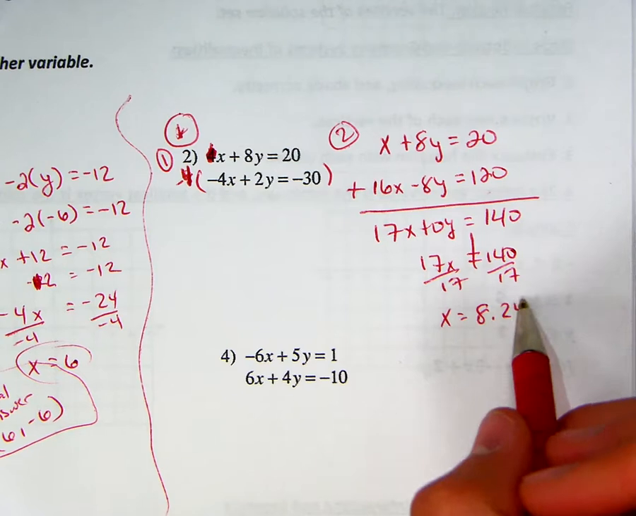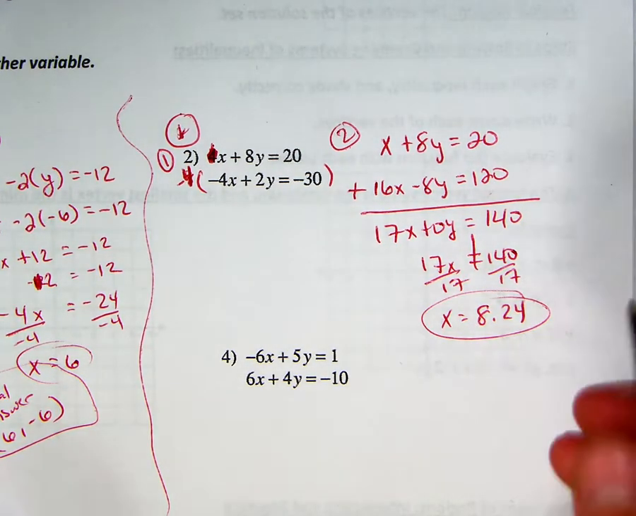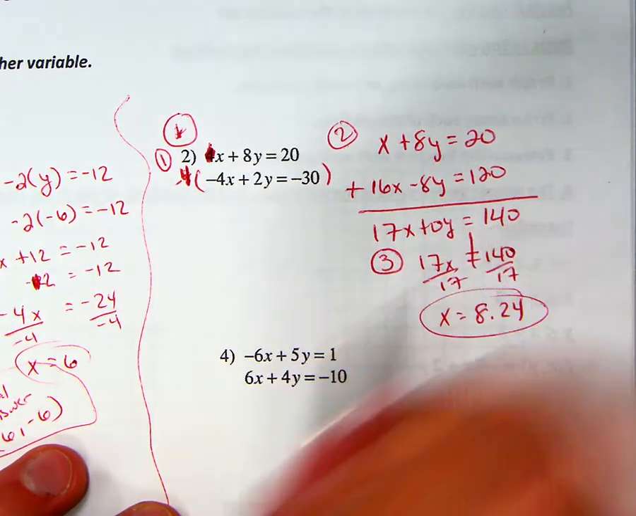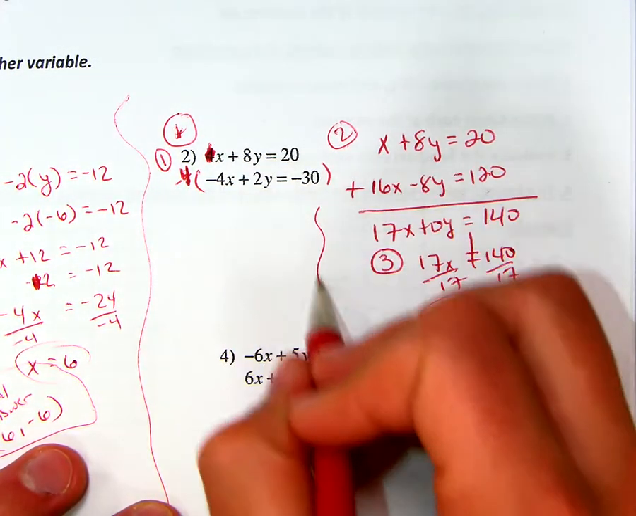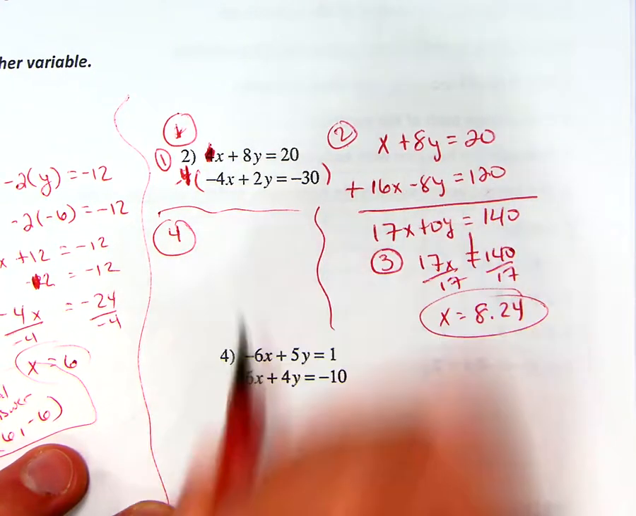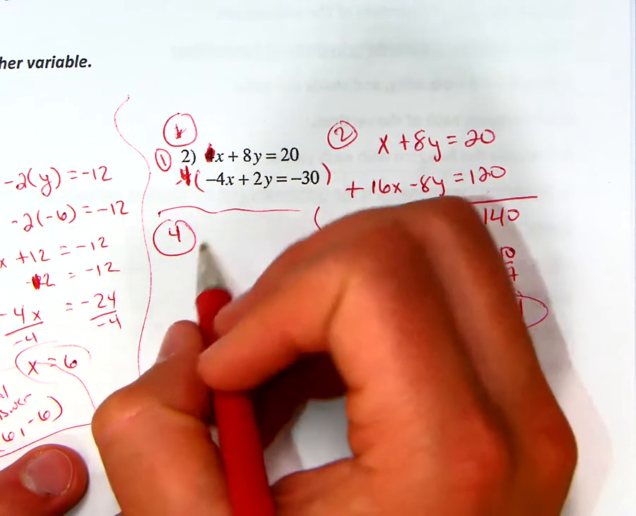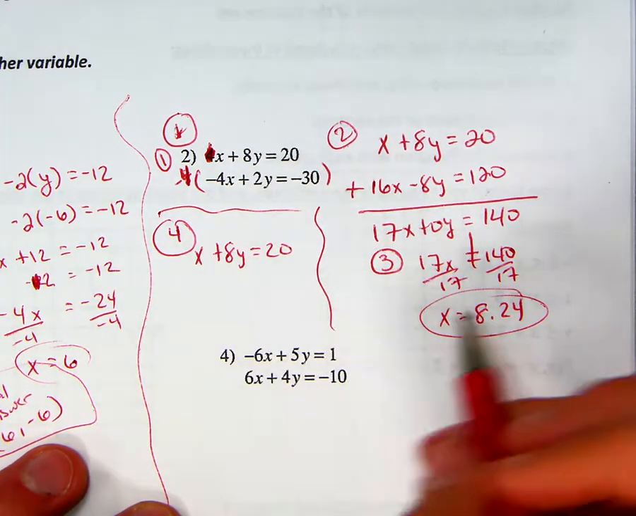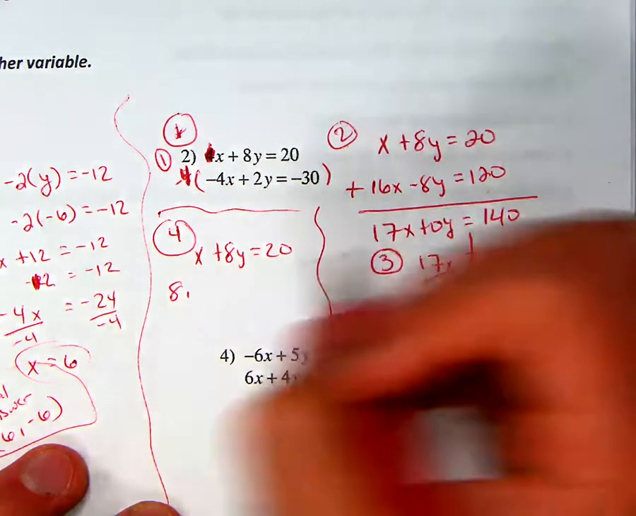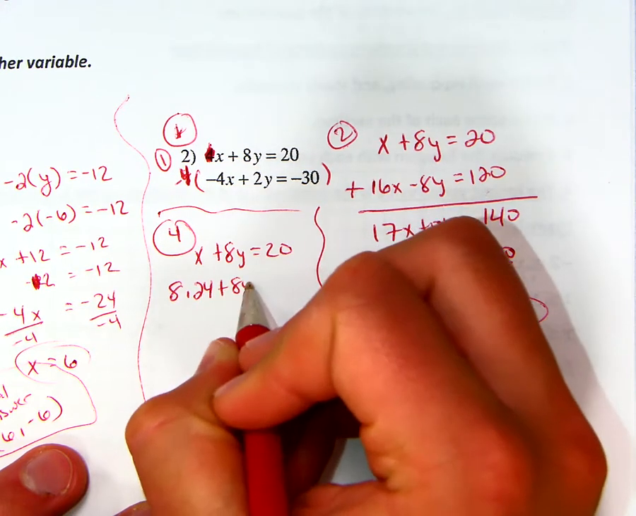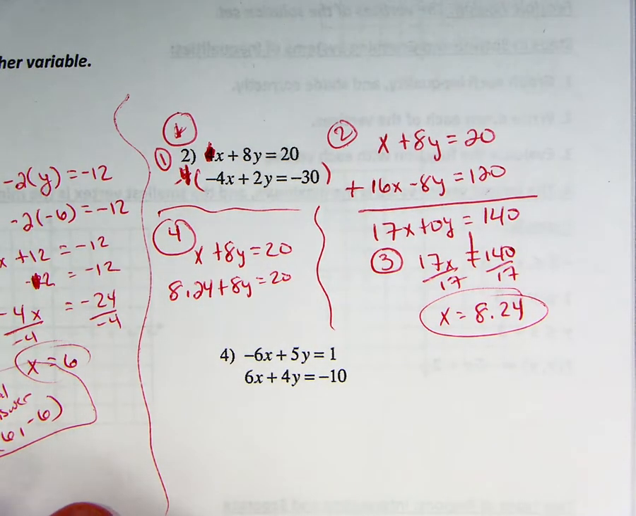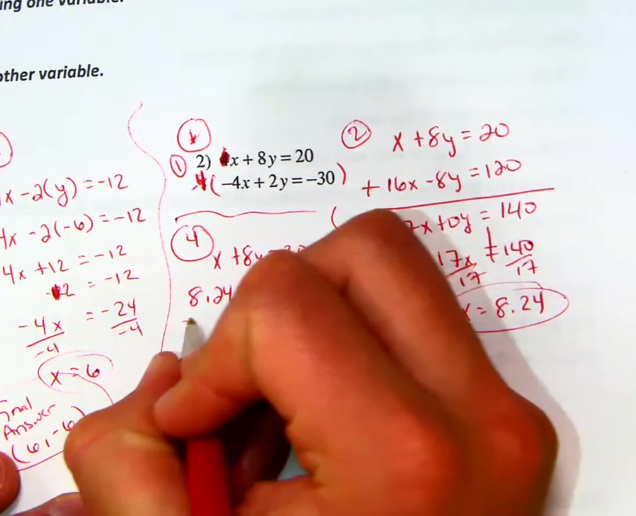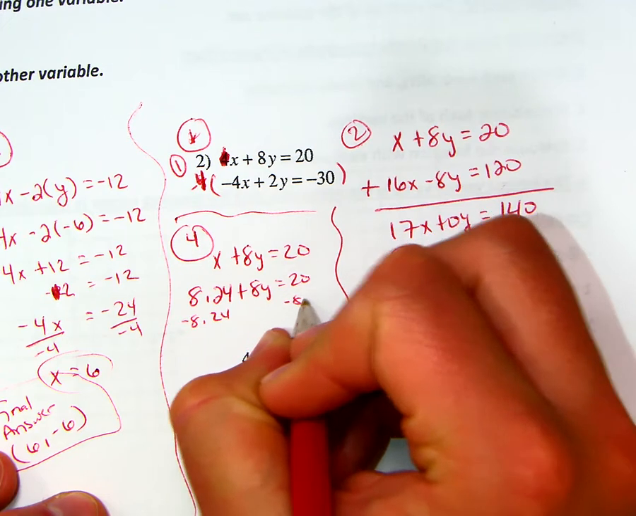That's our x value. Now you need to plug x back in. Pick an equation. So here's step 3. Step 4 I'm going to put right here. And I'm going to choose the first equation, x plus 8y equals 20. I'm going to plug x in, so I have 8.24 plus 8y equals 20. So 20 minus 8.24, because that's going to be my next move. I subtract 8.24 on both sides.